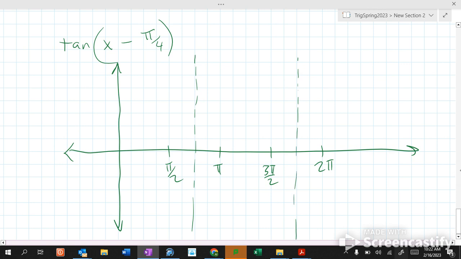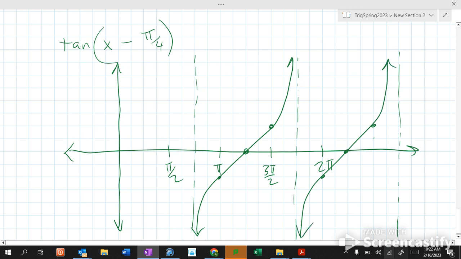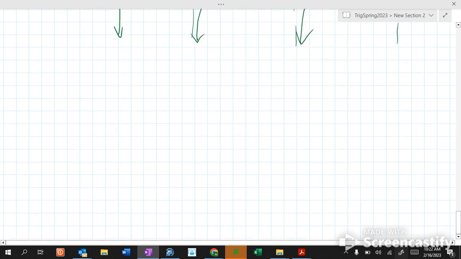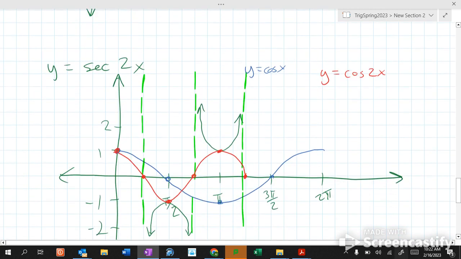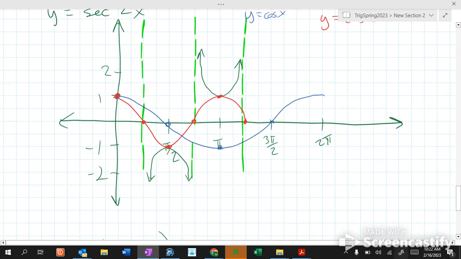And then, how many squares did I go? 1, 2, 3, 4, 5, 6, 7, 8. So, tangent, remember, halfway in between your asymptotes, you got 0, 1, negative 1. Okay? And then the last, so that's the problems 7, 8, 9 will look like those.